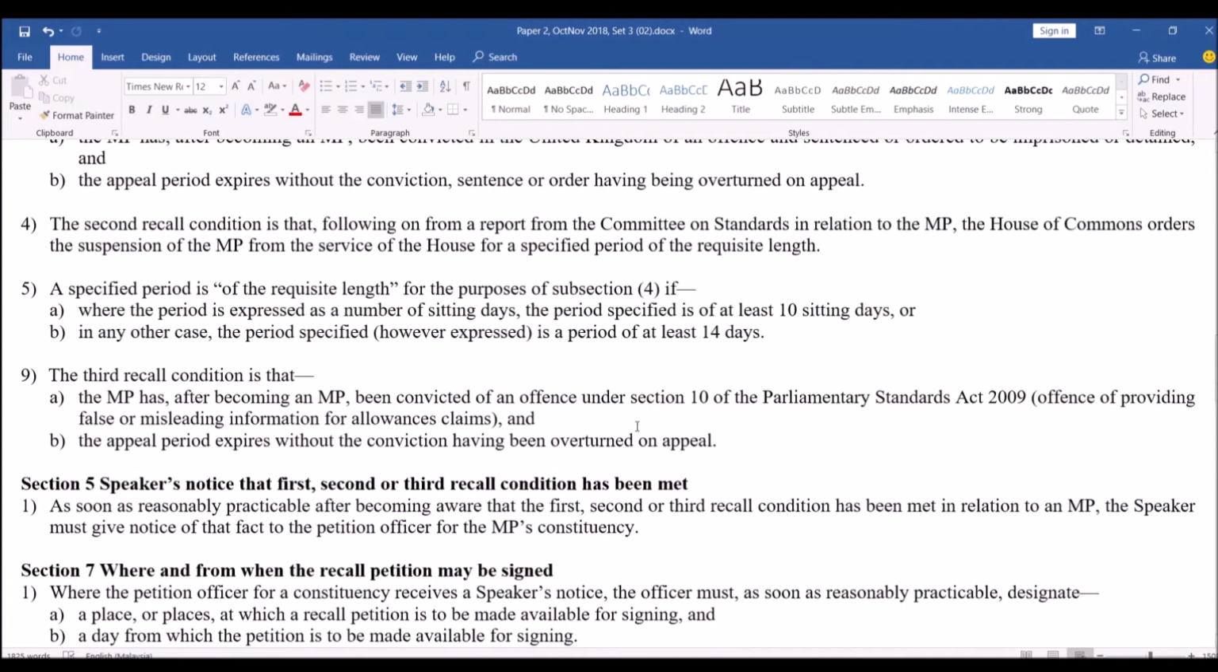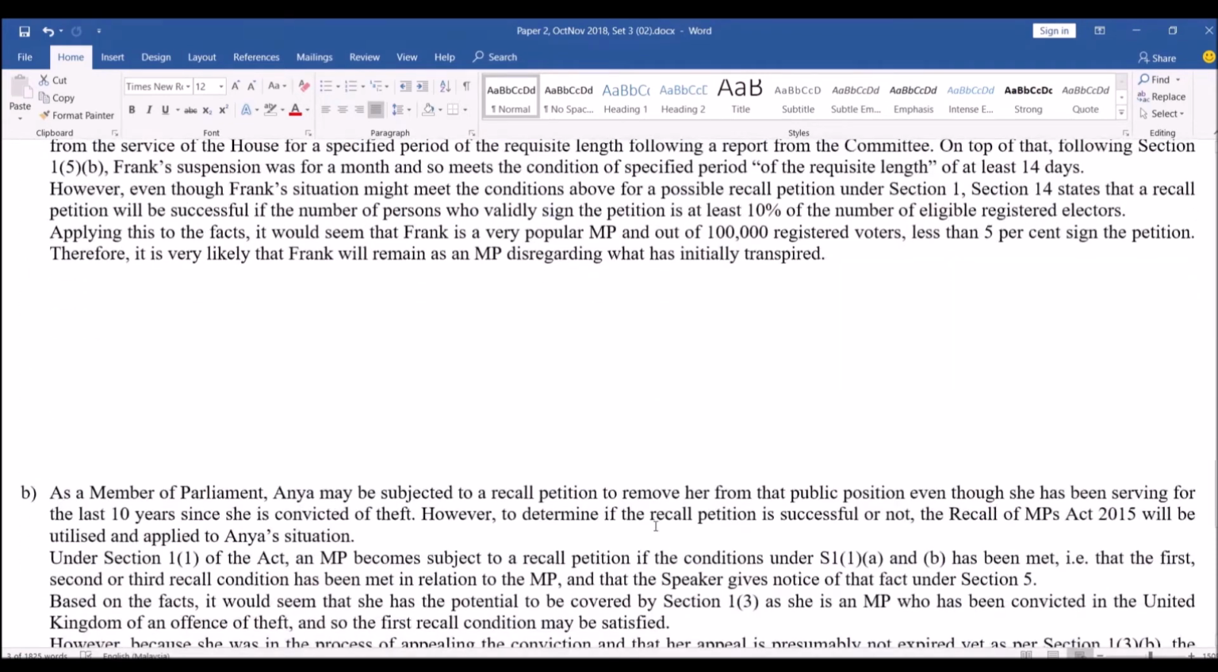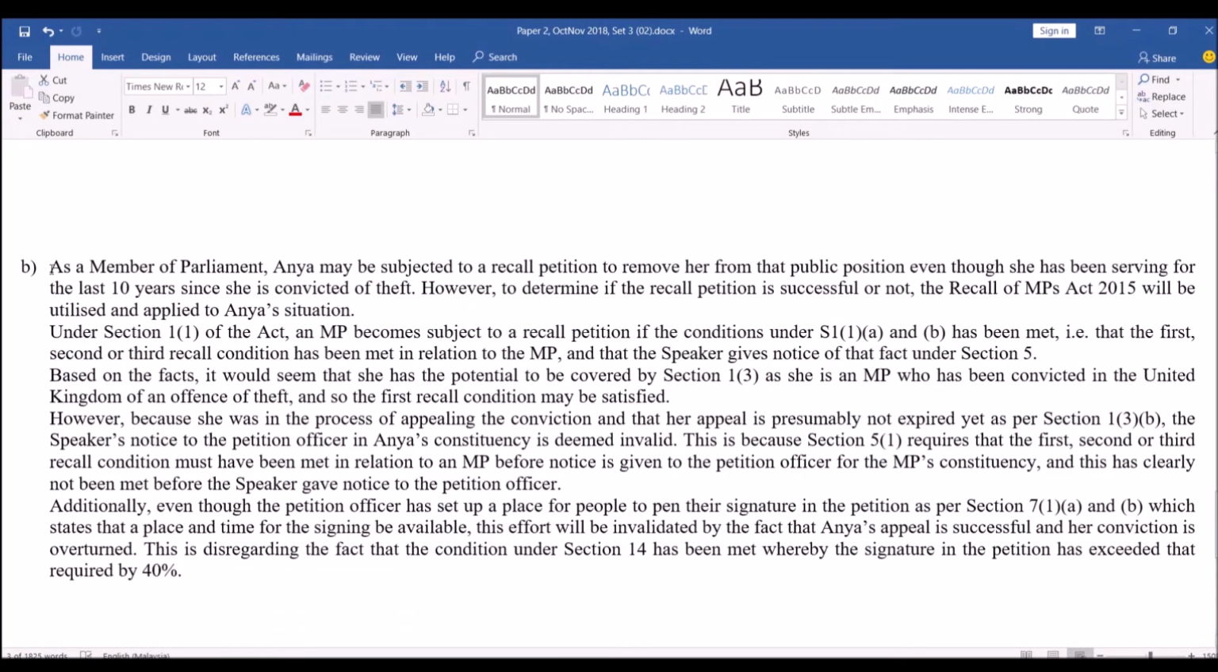Right, now for question B. So question B concerns Anya. Alright, now next. As a member of Parliament, Anya may be subjected to a recall petition to remove her from public position, even though she has been serving for at least 10 years, since she is convicted of theft. However, to determine if the recall petition is successful or not, the Recall of MPs Act 2015 will be utilized and applied in Anya's situation.